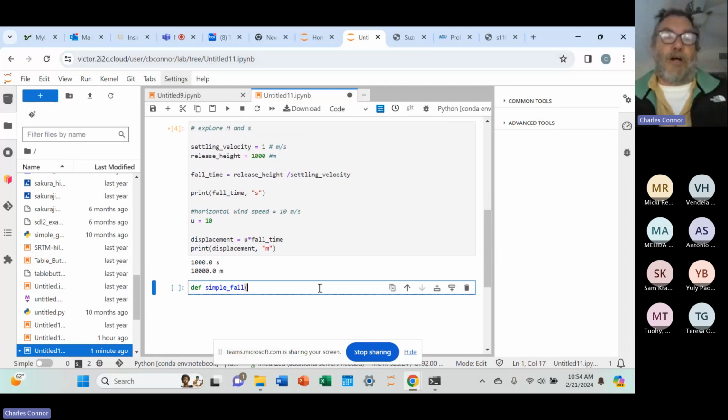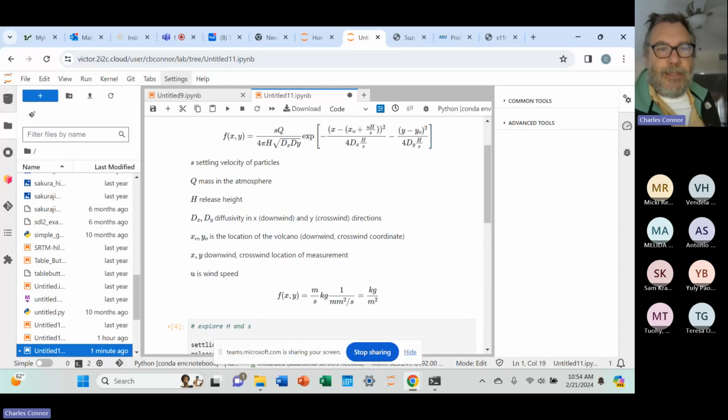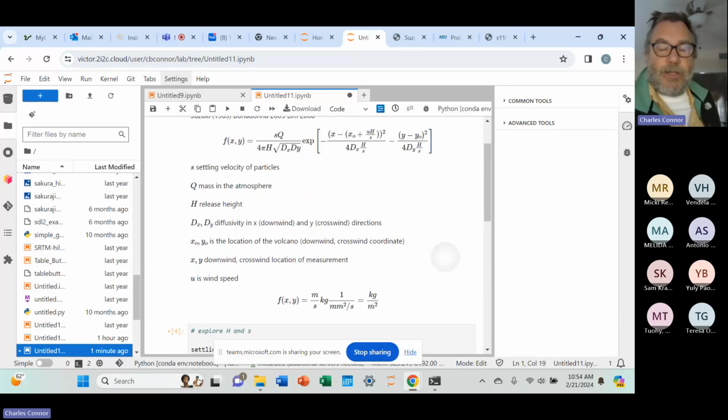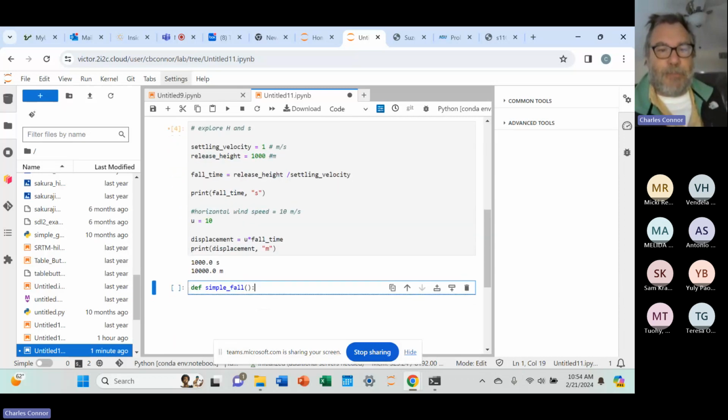I'll call it the simple fall model, right? And I'm gonna pass it a whole bunch of stuff. Let's worry about that in a minute. What do I need to implement this equation? Well, I need all these variables, unfortunately. So this is quite a lot of stuff that I'm gonna have to implement here.